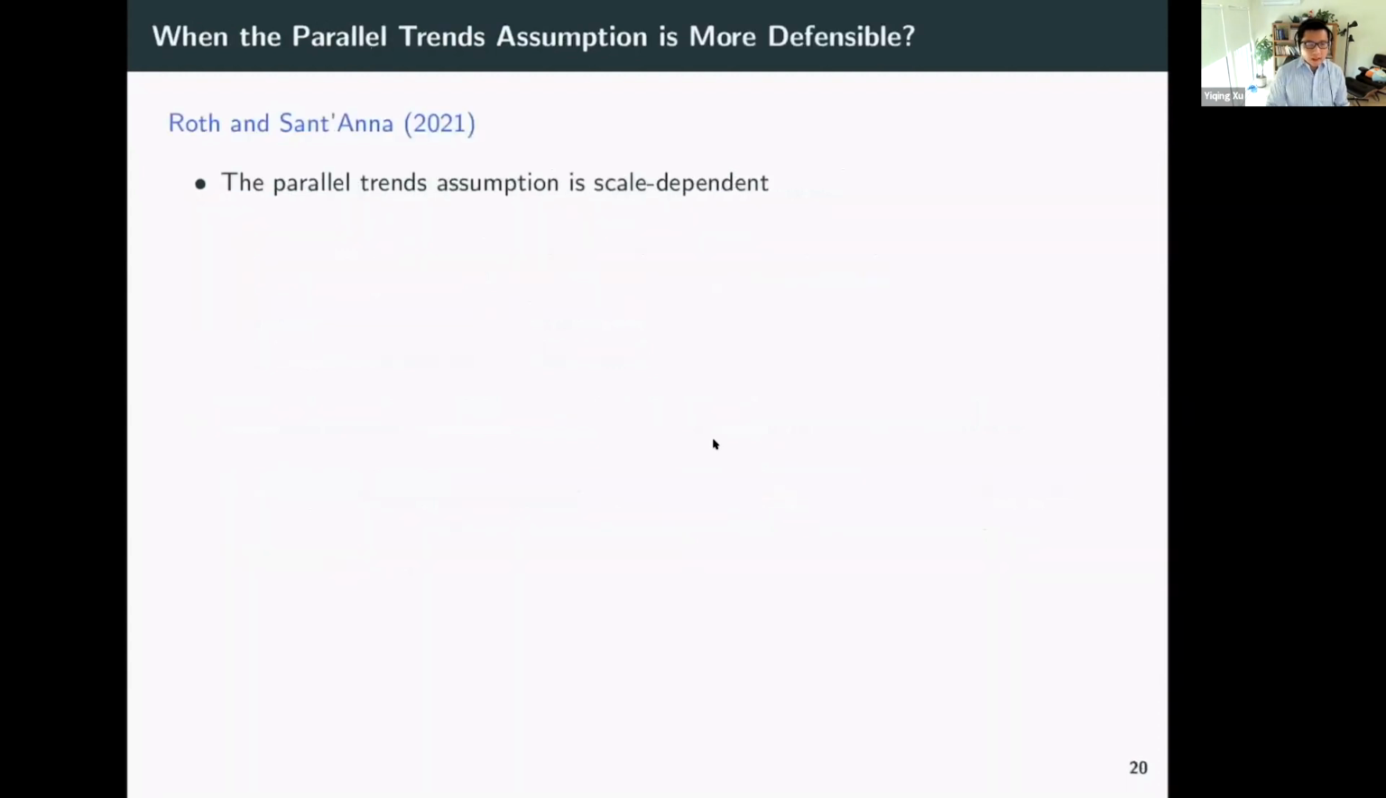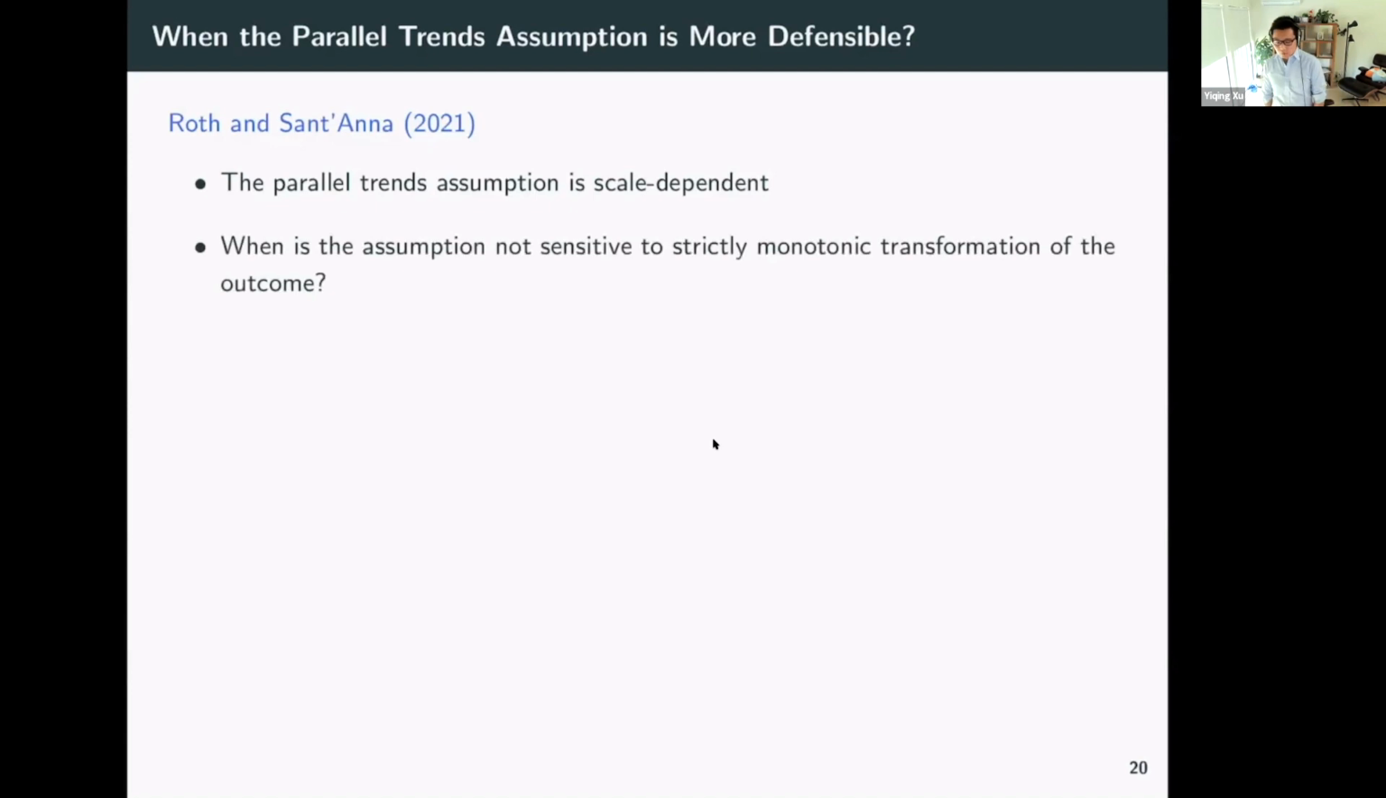Okay, so next we ask the question: when is the parallel trend assumption more defensible from an invariance point of view, a scale-independent point of view? This paper is, I think, also an important conceptual paper. Well, the paper is not conceptual, but it raises a conceptual point. When is the parallel trend assumption scale independent? So it acknowledges that the parallel trend assumption is scale dependent, and it asks when that is not the case.